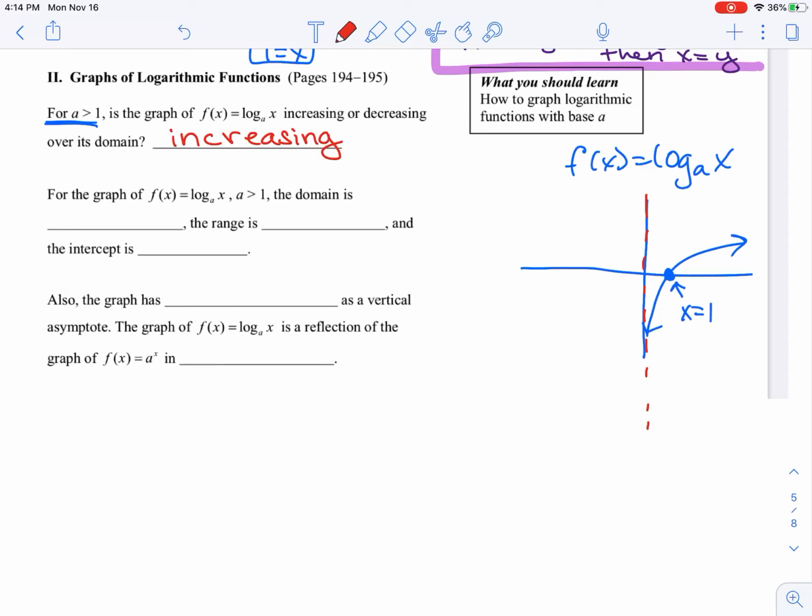And the domain, we can't go into the negative values of x, but we can start at 0, not including 0 because that's an asymptote, and then we go to infinity, and the range is from negative infinity to infinity because it can go as high as we need it to. Also, the graph has the y-axis as a vertical asymptote, and the graph of f of x equals the log base a of x is the reflection of the exponential function. And remember, inverses by definition have a reflection in the line where x equals y.